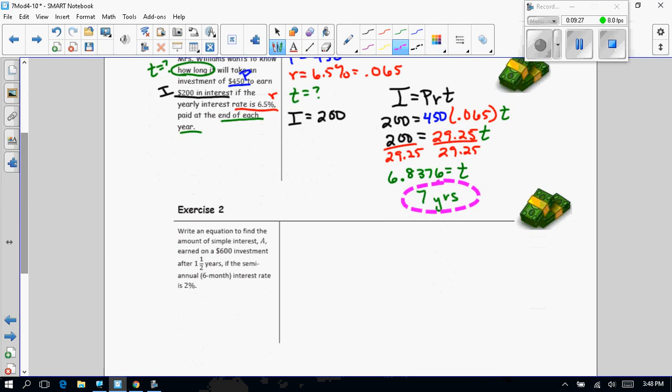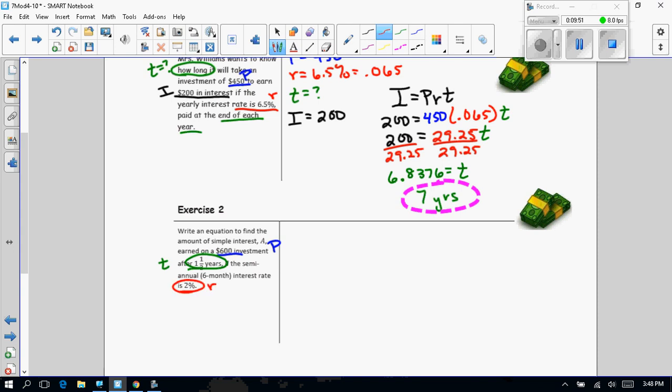All right, exercise 2. I am going to help you guys get this one started. I think we're going to do this one all together. Normally I say pause, but let's do this one together. So we've got this investment of $600. So there is my principal. It's in there for 1.5 years. There is my time. And it is at a 6% rate.